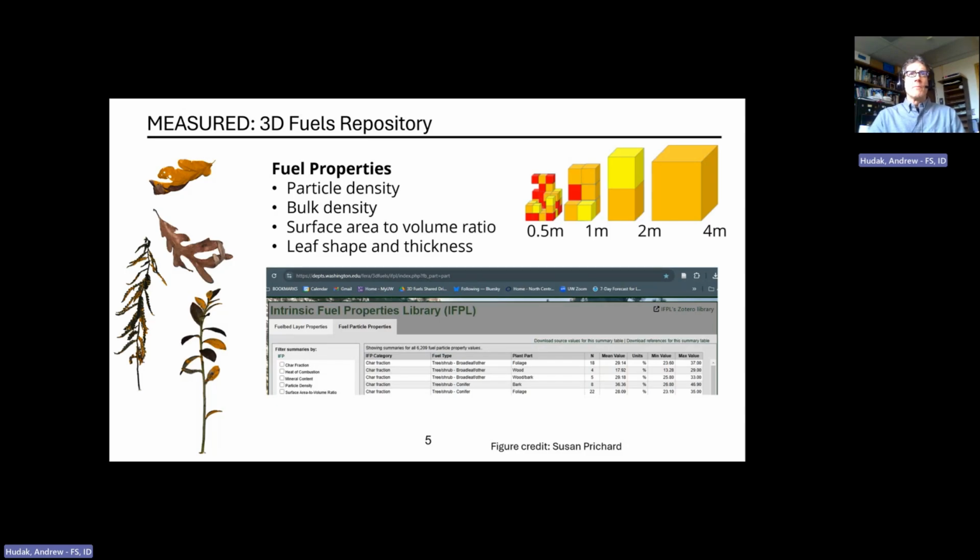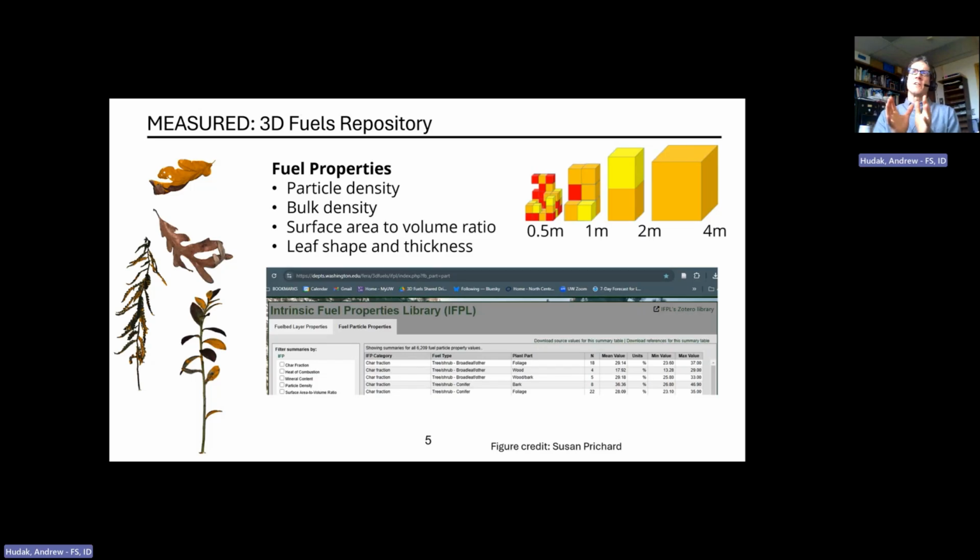So the cutting edge, I would say, for physical fuel measurements is a 3D fuels project that was led by Susan Pritchard. This was funded by that CERTIP program. And they went in the field and they painstakingly measured the fuel properties, including things like particle density, the bulk density of fuels, surface area to volume ratio, and leaf shape and thickness. These are just some of the physical fuel properties that determine fire behavior.